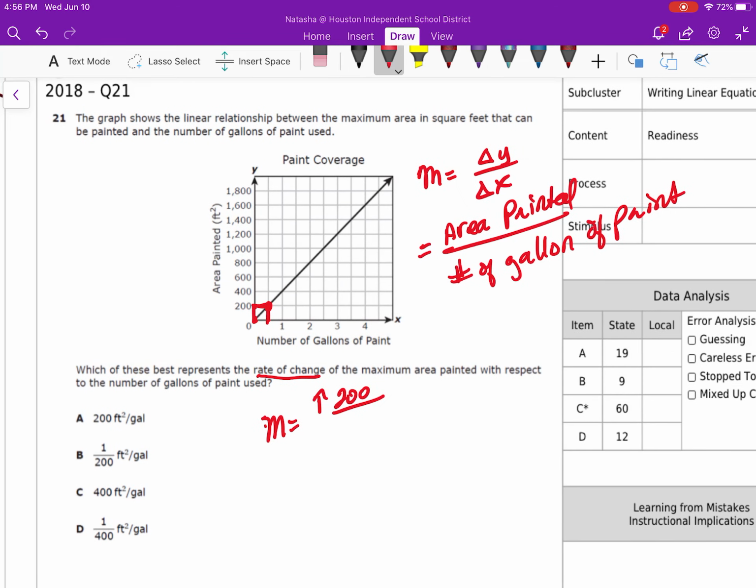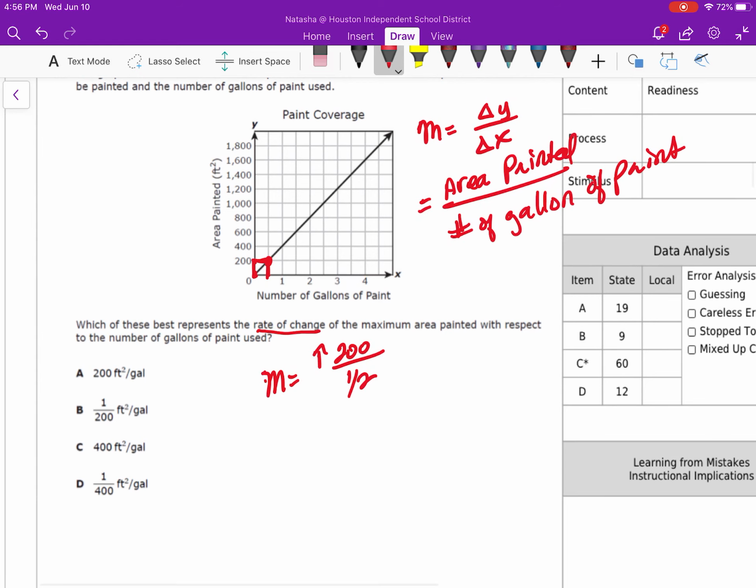If this would be 1 gallon, this would be half a gallon. Here's where you have to pay attention, because when you take 200 and divide that by 0.5, that's going to give you 400. So your rate of change is 400 feet per gallon, which is our answer choice C.